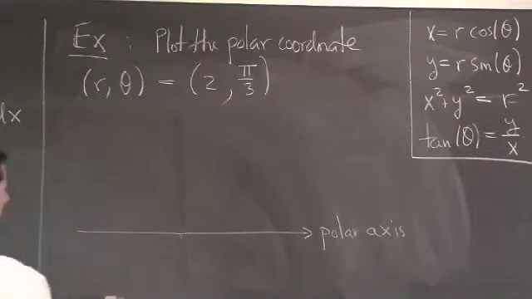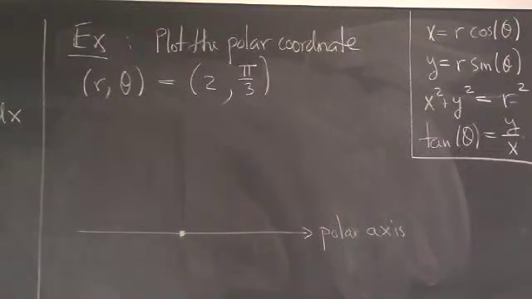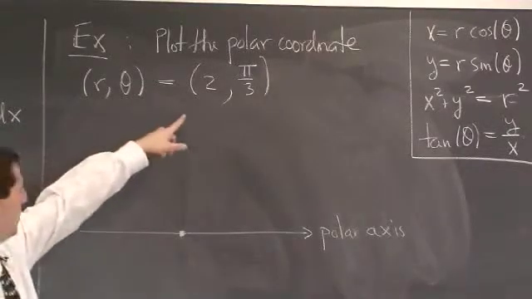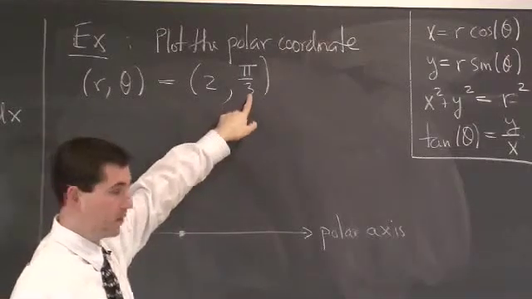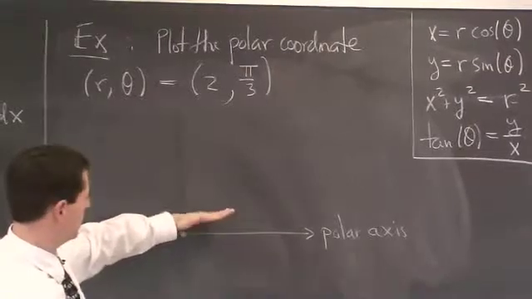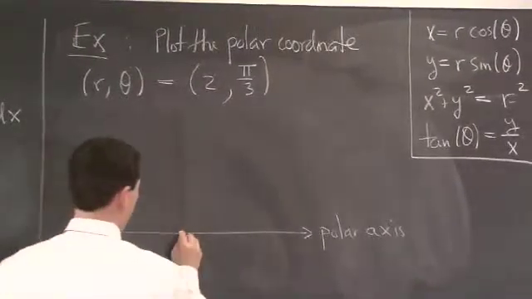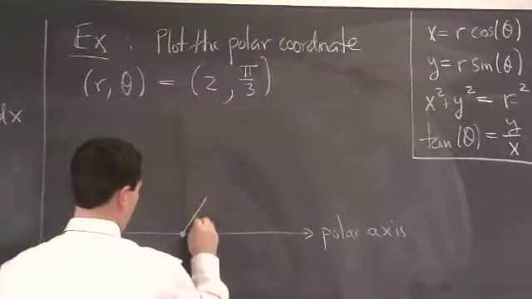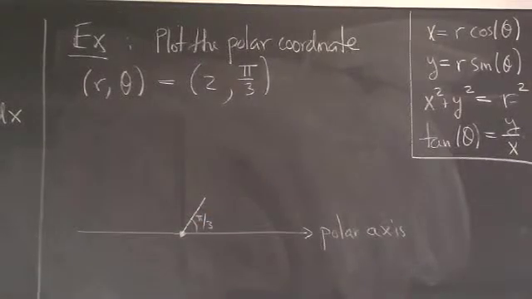Okay, and we fix a point. Again, you might call it the origin or the polar origin. And now what we're supposed to do is plot this coordinate. Well, this pi over 3 tells us the angle that we're going to have to go up. So we start here, and we go up by pi over 3, like that. So we're going to make an angle here, and that angle is going to be pi over 3.